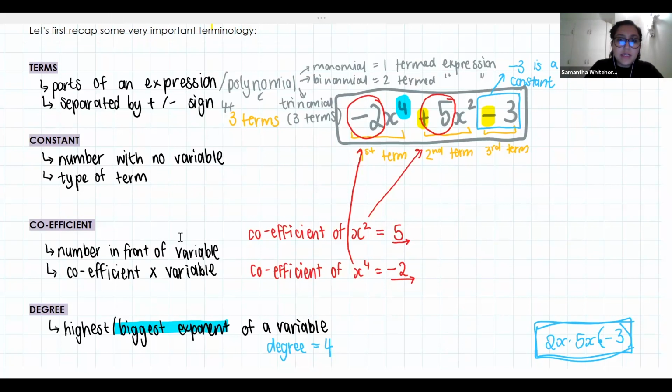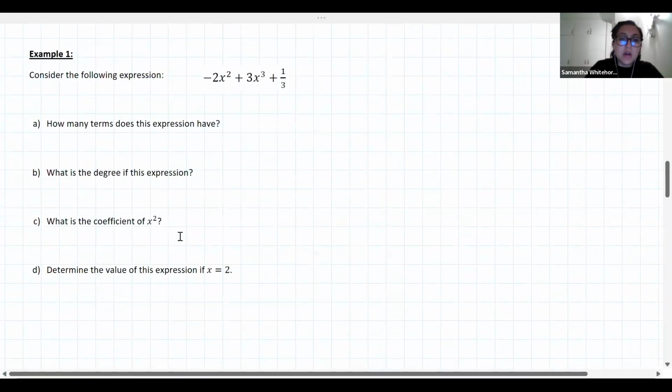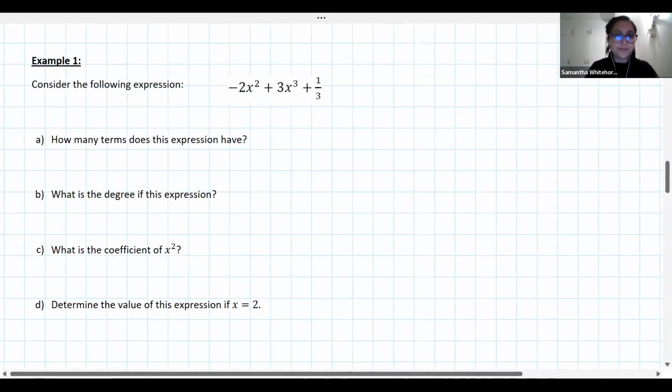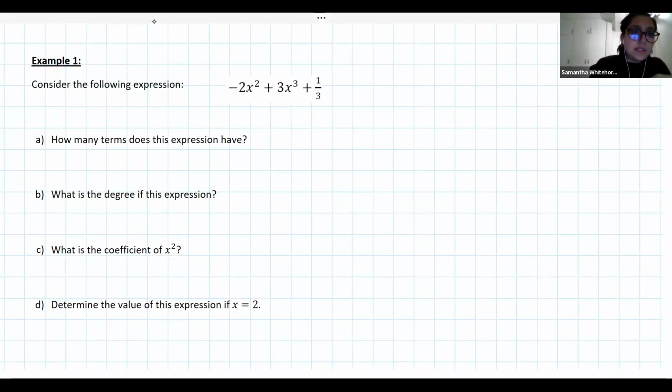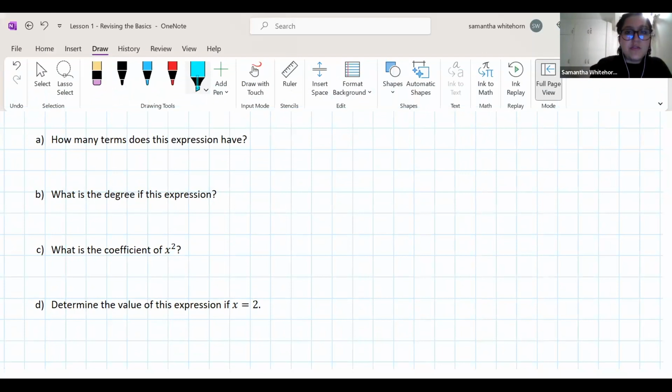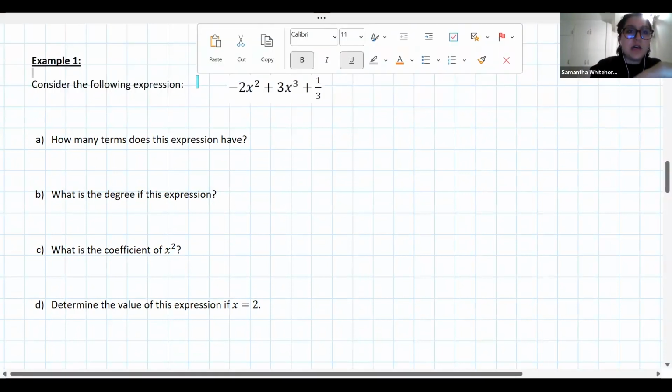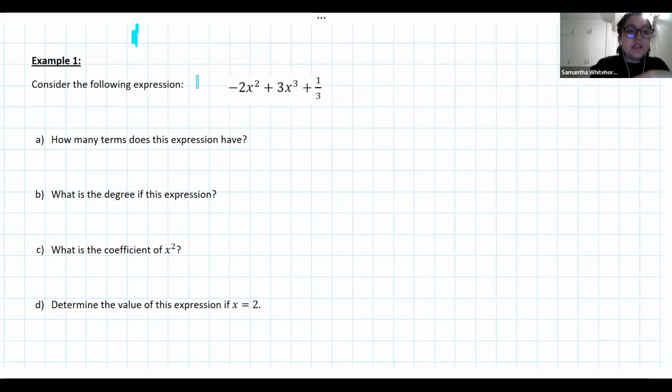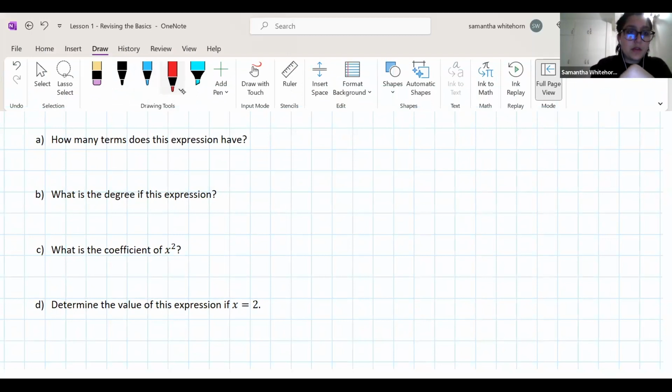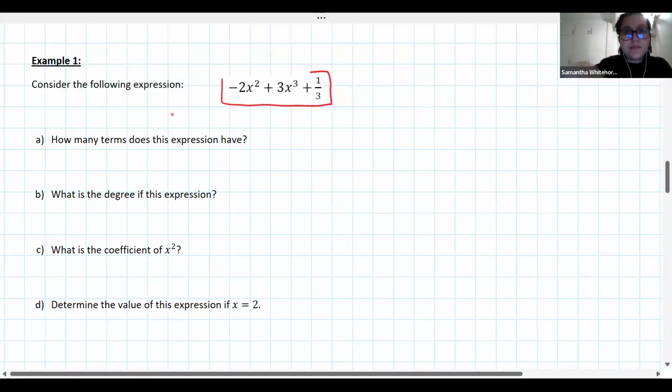All right, guys, so let's have a look at an example of how we like to ask these in an exam or an assessment type scenario. So this example says, consider the following expression, and you have been given this expression: -2x squared plus 3x cubed plus a third. That is my expression. That is what I'm working with for all of these questions. And so we're going to answer these questions now.